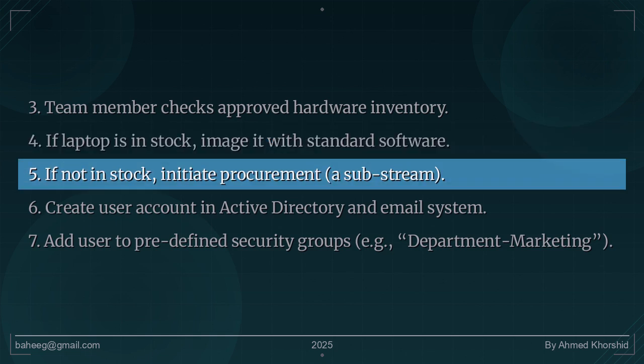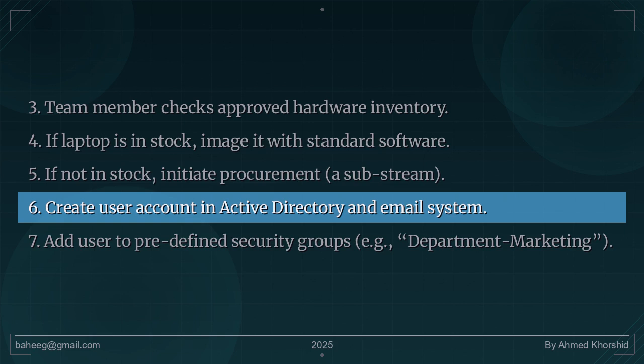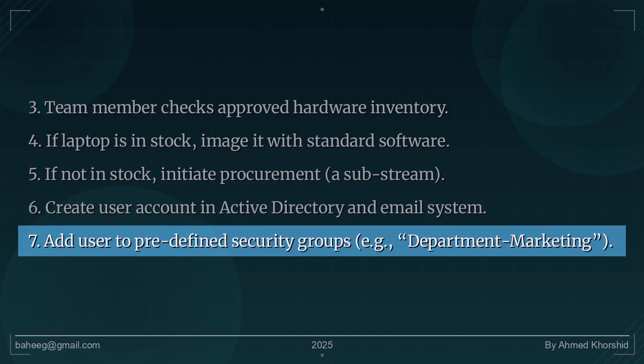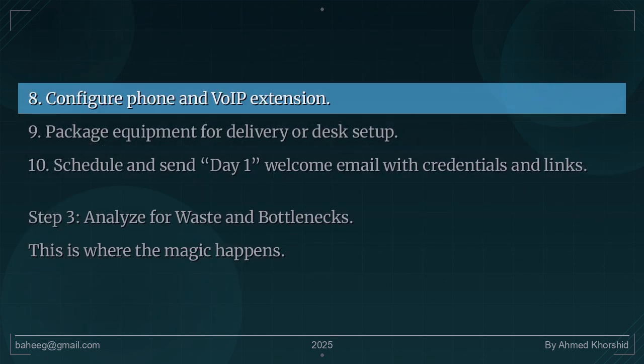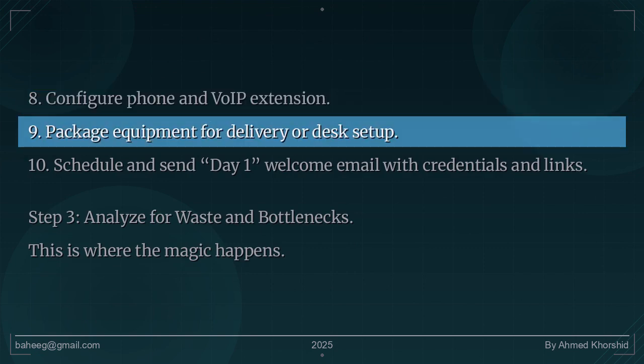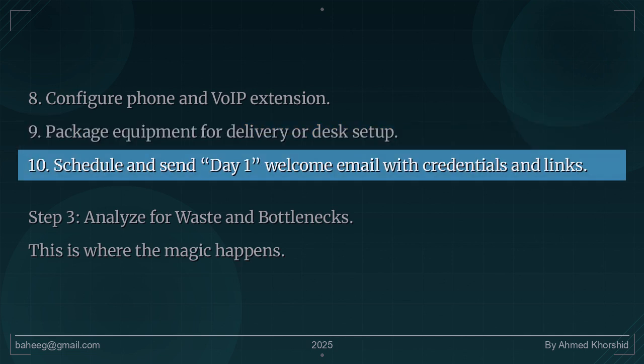5. If not in stock, initiate procurement, a substream. 6. Create user account in Active Directory and email system. 7. Add user to predefined security groups, e.g., department marketing. 8. Configure phone and VoIP extension. 9. Package equipment for delivery or desk setup. 10. Schedule and send day 1 welcome email with credentials and links.